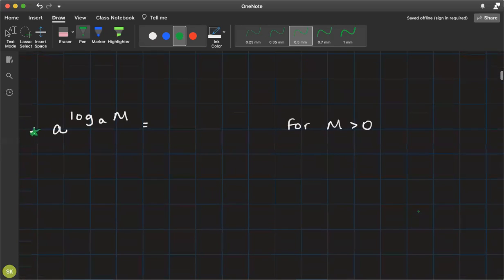Here's the next property. If you ever see a number raised to a log and the base in that log is the same number, and then you have some number m here, where m is greater than 0, this is just equal to m. For example, if I have 12 to the log base 12 of 7, this is just 7. So what you can think of is like canceling this piece out, and you're just left with what's right here.